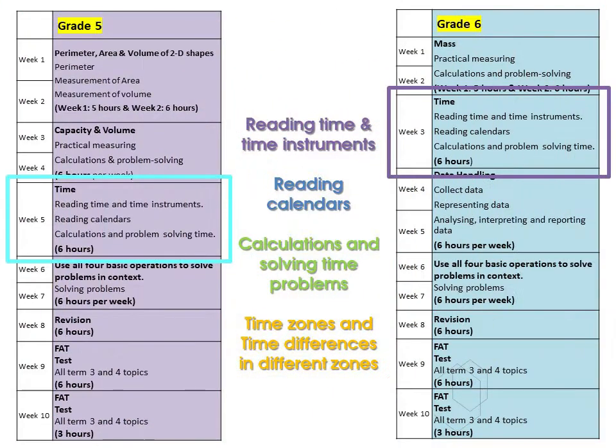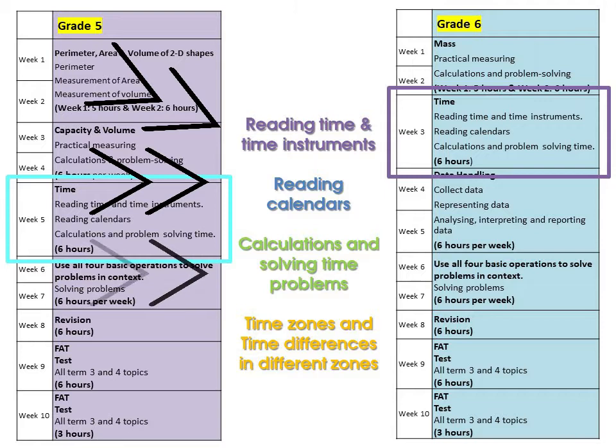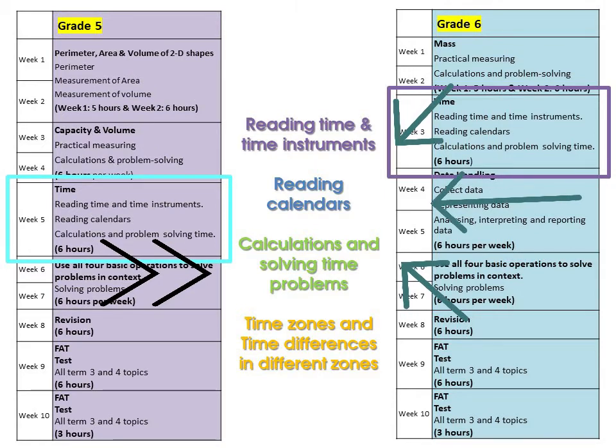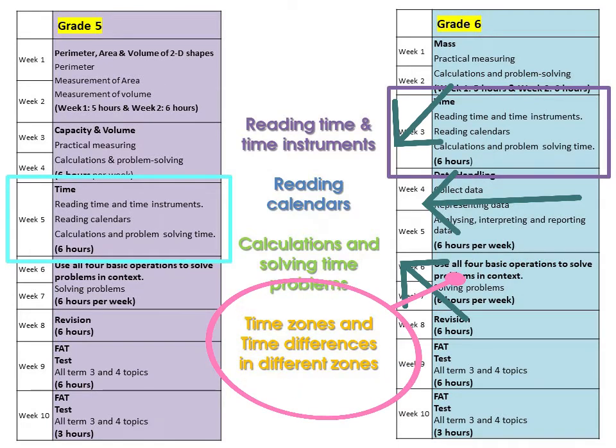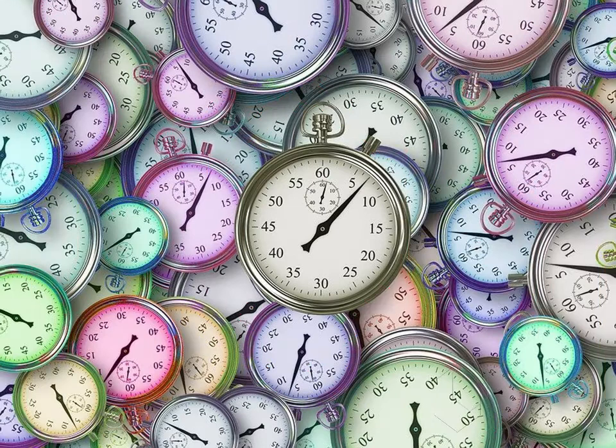Grade 5 learners will have the opportunity to read time and time instruments, read calendars, do calculations and solve problems relating to time. The grade 6s will do all of this and also learn about time zones and time differences based on time zones. Before teaching your learners about time, remind them how important time is in our lives.